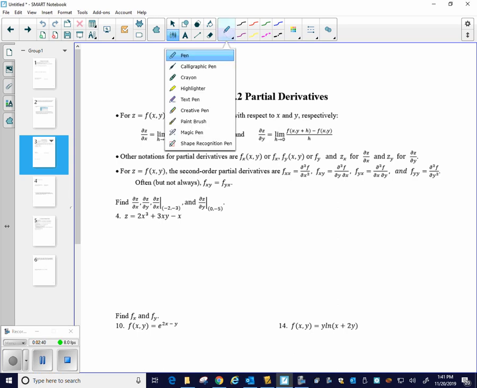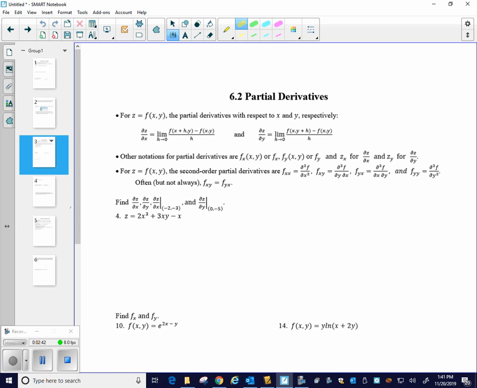This one right here, or it might just be f sub x. This one right here, or just f sub y, and then z sub x. And it could be written as this thing right here, dz over dx. Notice the differences, though, in the d. And this is kind of an important thing.